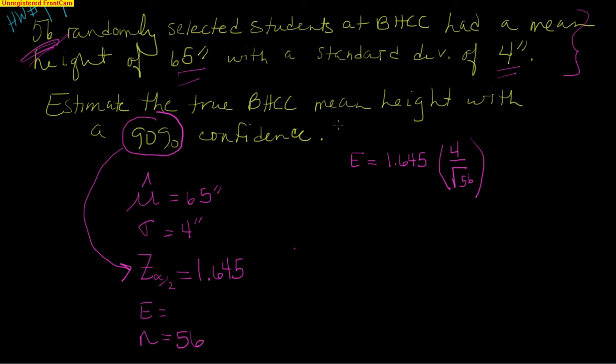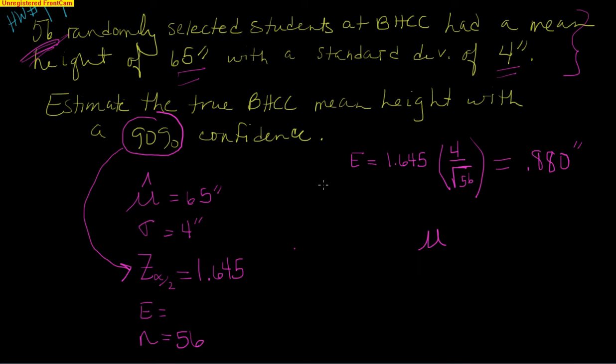Now, if you do that on your calculator, be careful. You want to do 4 divided by 56, hit the square root button, and then equal, and then multiply it by 1.645. If you're having trouble with that, let me know in class. That's going to equal 0.880, so that's our error. In this case, because we're talking about the mean and we're working in inches, this is 0.88 inches. That's how much it's going to be off.